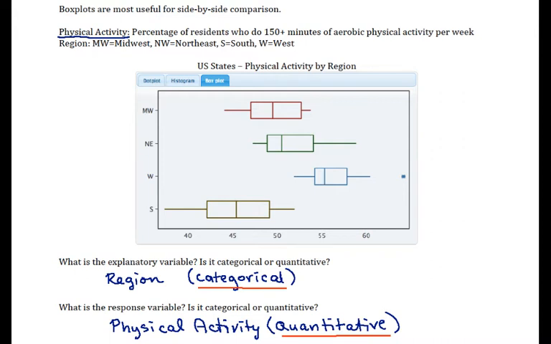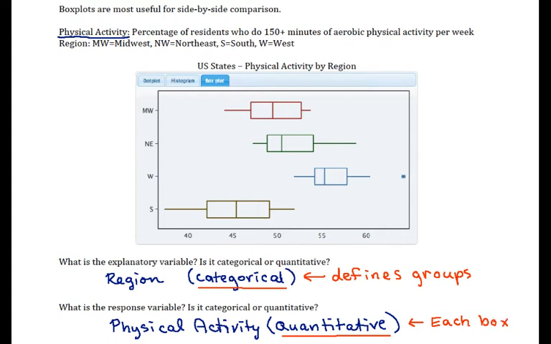These are different variables measured in different units, but it does make sense to compare physical activity in the South to physical activity in the West. So it's only one quantitative variable that each of these boxes represents, and then the categorical variable is the one that defines the groups. So this defines the groups for the side-by-side comparison. And the quantitative variable is what each box is illustrating.